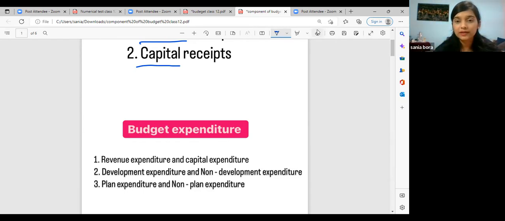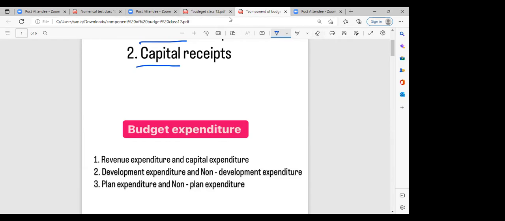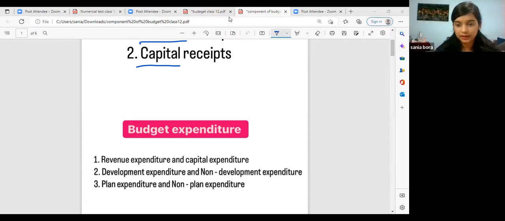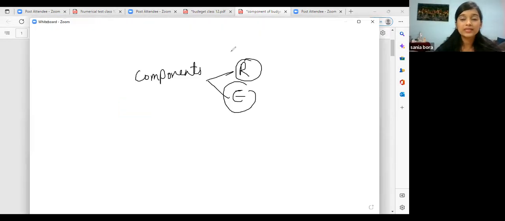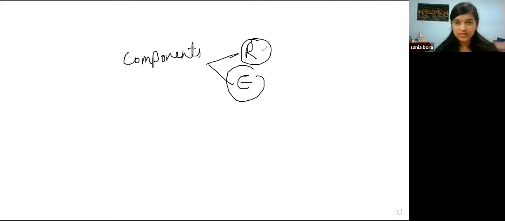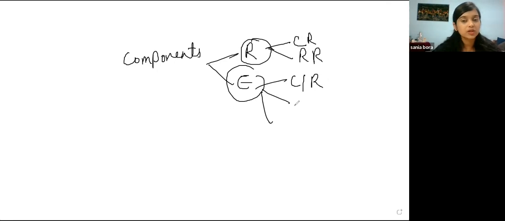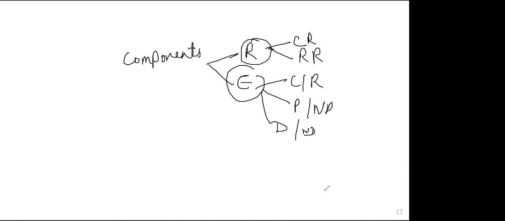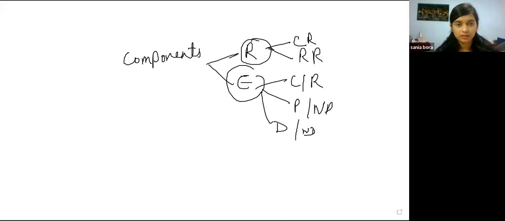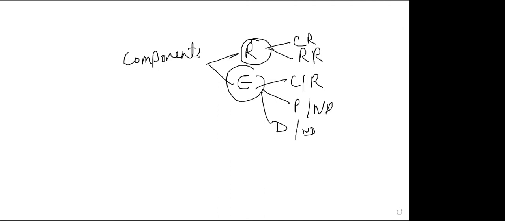Is this flowchart clear? Yes. I'm explaining again, and I hope it will be clear after that. There are two components: budget receipt and budget expenditure. Receipt is of two types: capital receipt and revenue receipt. Expenditure is of three types: capital and revenue expenditure, plan and non-plan, and development and non-development. I hope it's clear. Yes, ma'am. Halima, are you there? Yes, ma'am. It's clear.